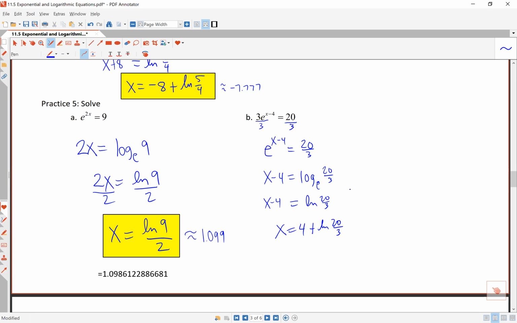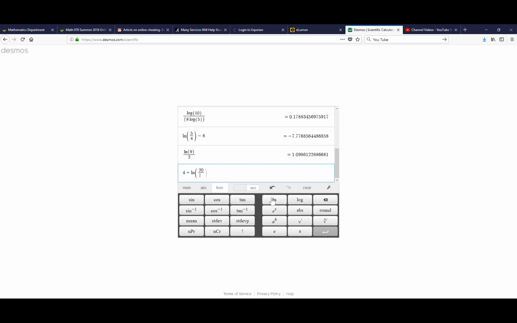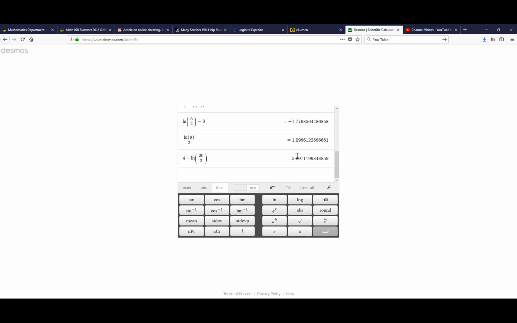That's our exact answer. Our approximate answer would be 4 plus the natural log of 20 divided by 3. Gives us around 5.897.